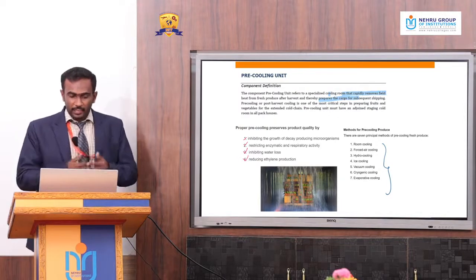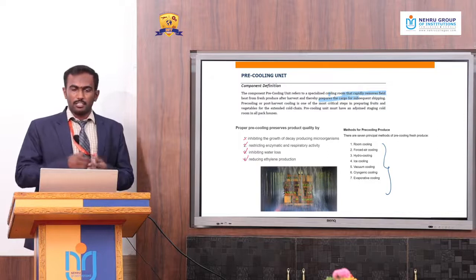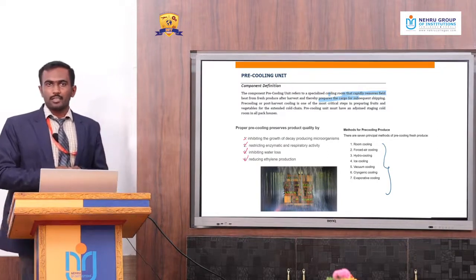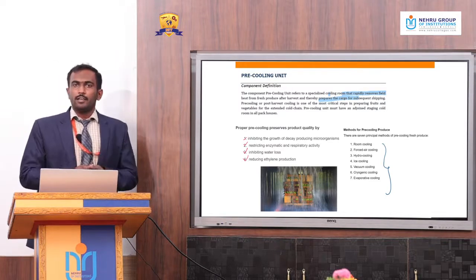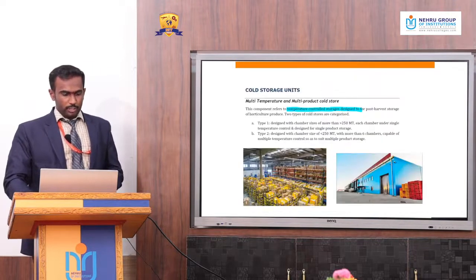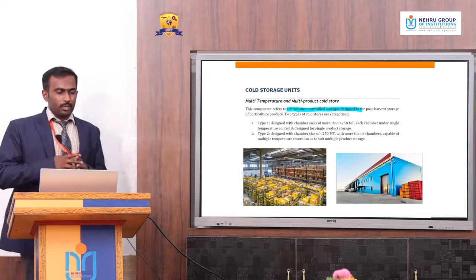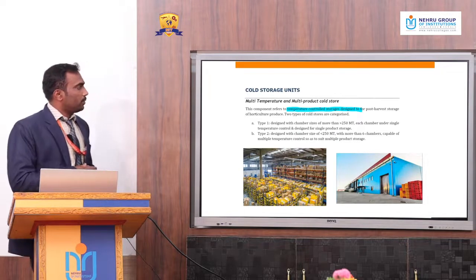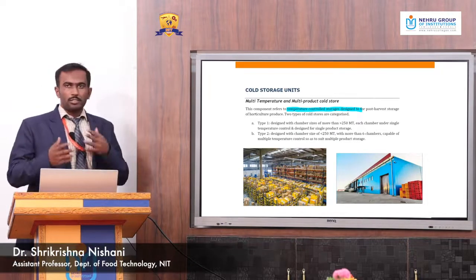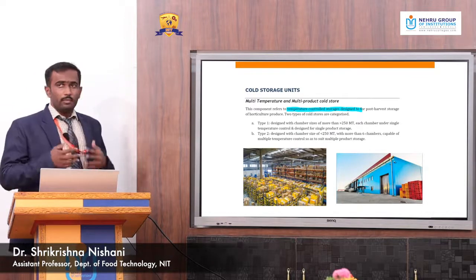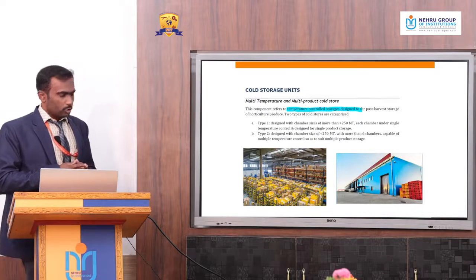The next activity after the pre-cooling system is the pack house, where we introduce different unit operations like cleaning, drying and washing, to prepare the product for the long haul. Next is the cold storage unit. A cold storage unit may be a multi-product or single product unit, where we keep the product for a longer storage period. It can have a capacity of 250 million tons or greater.